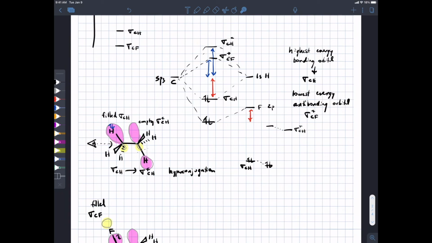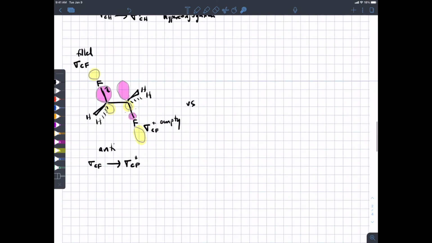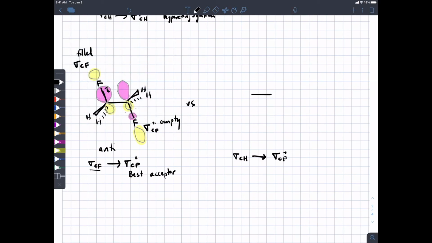Carbon, hydrogen, right? So what I really should have shown you is a comparison of the situation. Here is our best carbon-fluorine sigma star. This is our best acceptor. What I should have compared is having carbon-fluorine versus carbon-hydrogen donating into that best acceptor. So I'm sorry for that oversight.